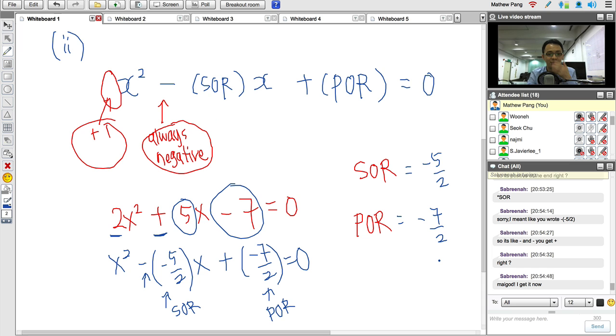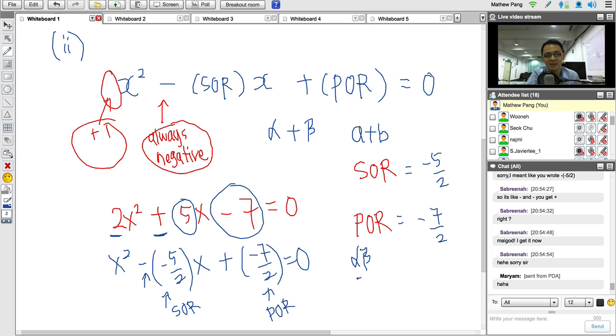Okay? Yes, good. Alright, and then the sum of roots: you can let anything be your root, but most of the time we use alpha and beta as our roots. So the sum of roots is just alpha plus beta. The product of roots is alpha multiplied by beta. Of course, if you are scared of alpha and beta, you can actually use A plus B. It's the same thing. This is A multiplied by B.